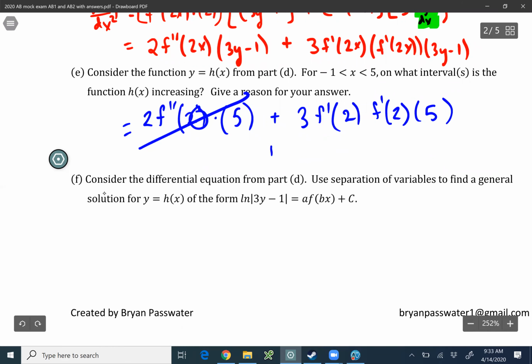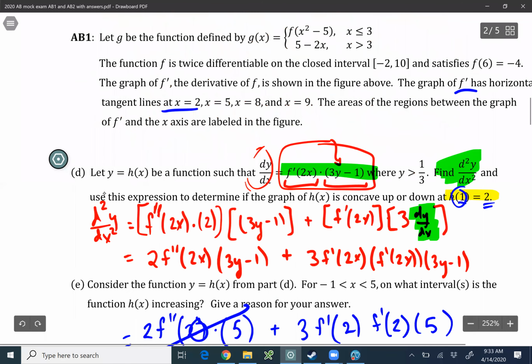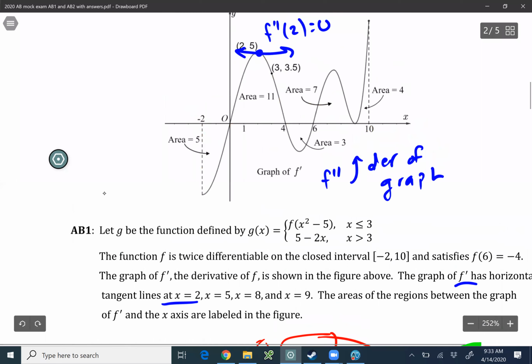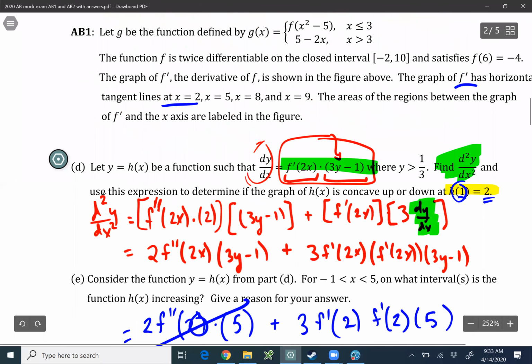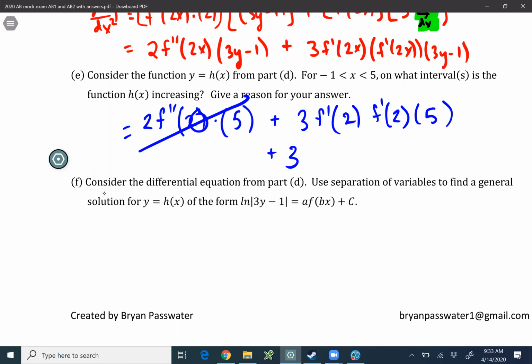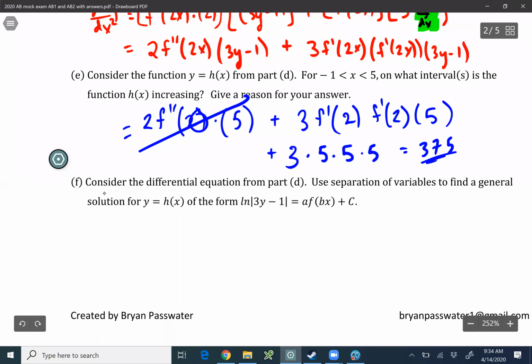So now we just have the right side: plus 3 f prime of 2. F prime of 2 is literally going to be the y value, because they gave us that graph. So the y value is 5. So 3 times 5 from this guy times 5 from that guy. That's 125 times 3, which is 375. So that was our answer.